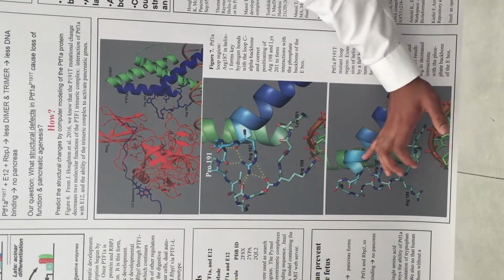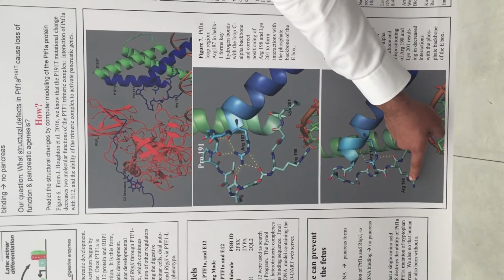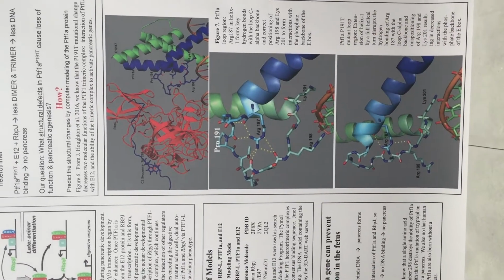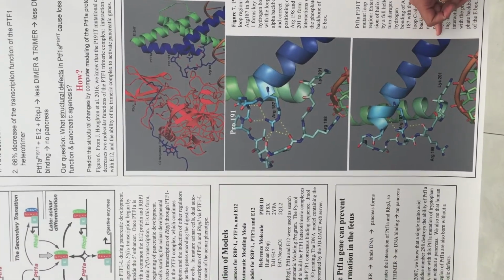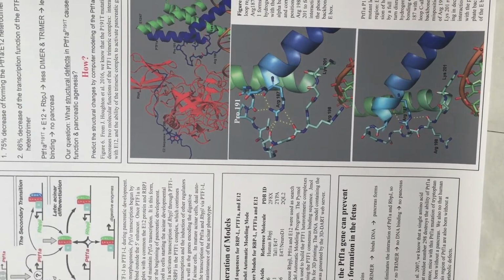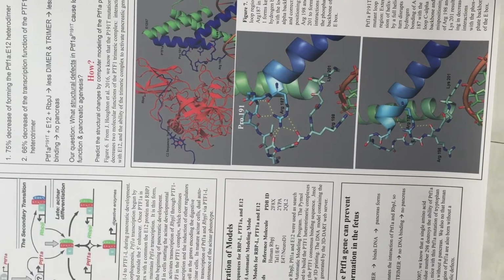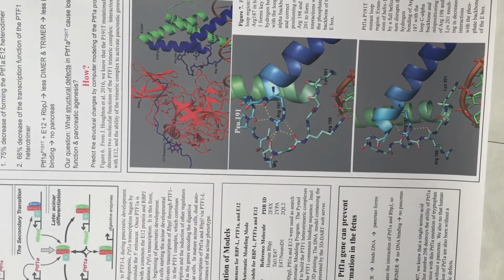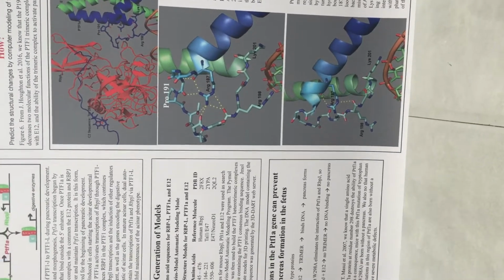So when the loop is shortened up, this arginine 198 and lysine 201 stick out and away from the DNA, which decreases the interaction with the DNA. It causes a reduction in the amount of acinar cells that are developed, and basically cuts off the development of the pancreas.